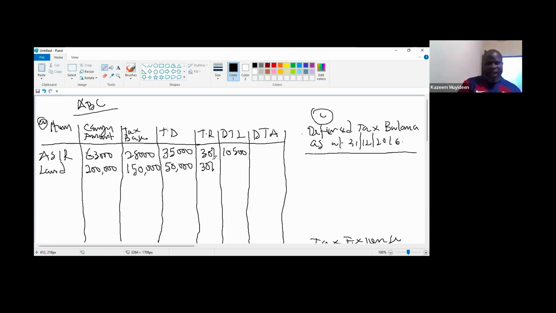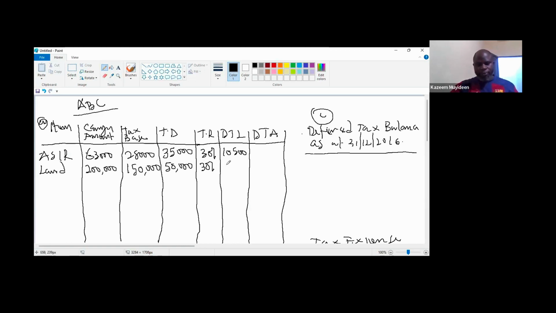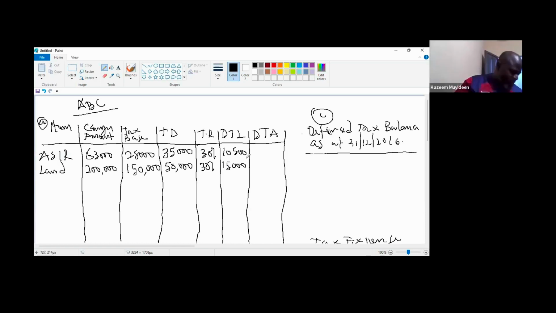50,000 times 30 percent is 15,000. Is it a dividend tax liability or dividend tax asset? Liability, because the carrying amount is greater than the tax base. Done. Let's go to the next one.